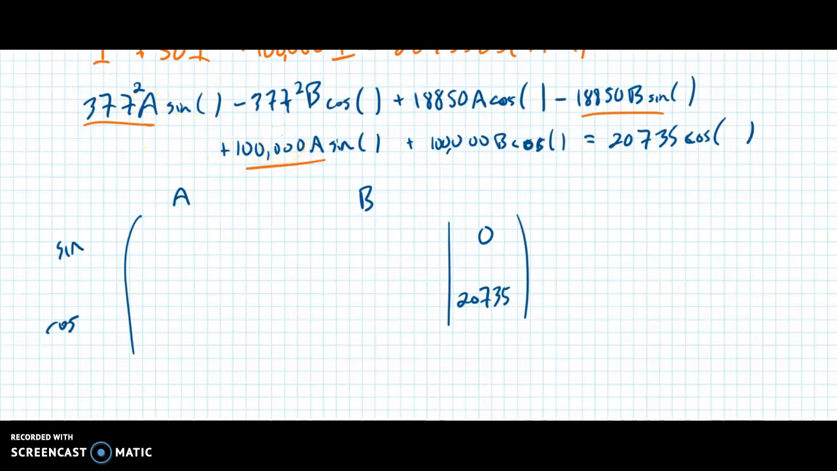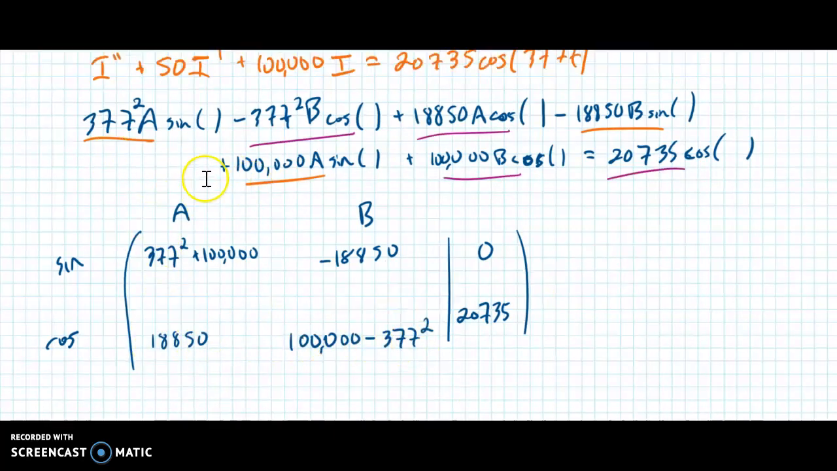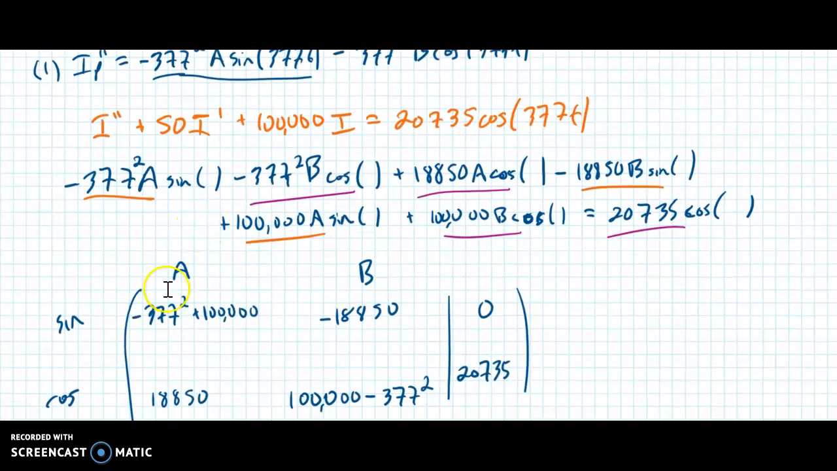So I'm going to write 377 squared plus 100,000. When you're filling out your matrix in your calculator, you can just type that in and it'll give you that number. So for B, I'm going to get negative 18850. And for this column, I actually wind up getting this 18850 and that guy. And look here, I actually messed something up. Do you see this? That's got a negative. So that means this needs a negative, and that is a negative.